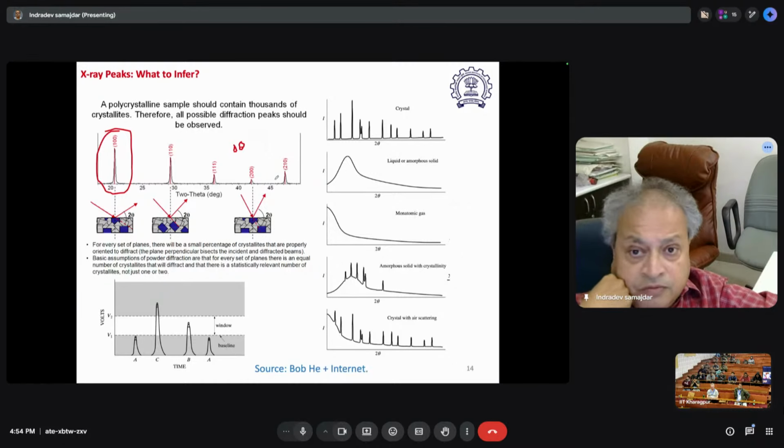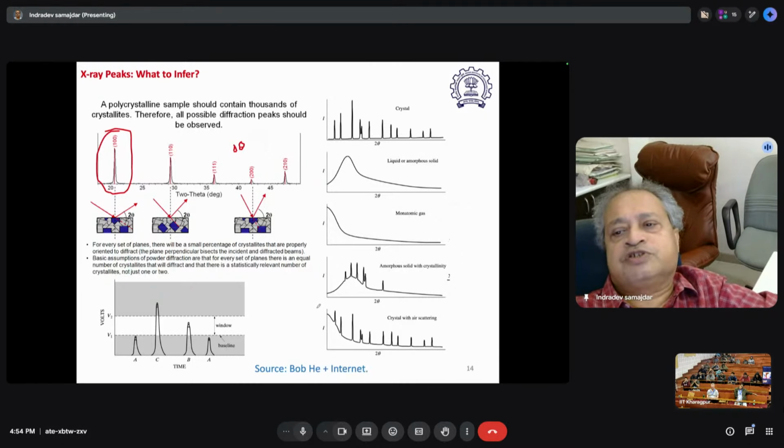Other thing which you need to look at is what your material is. Crystalline structure, you get clean, nice X-ray. Liquid or amorphous solid, a bit broader. Even monoatomic gases, at least Raman Research Institute, they do this. Or amorphous solid with crystallinity. And there is air scattering, but it's oversold. This is what you get in an intensity versus 2 theta measurement.